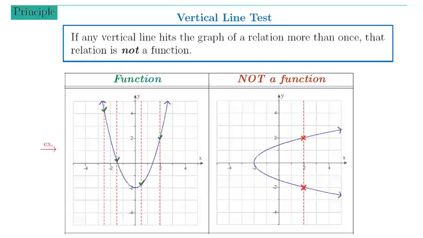To recap, if your relation is expressed as a graph, to determine whether it's a function or not, you can perform the vertical line test. That is, when you draw any vertical line, if it hits the relation in more than one point, then that relation is not a function.